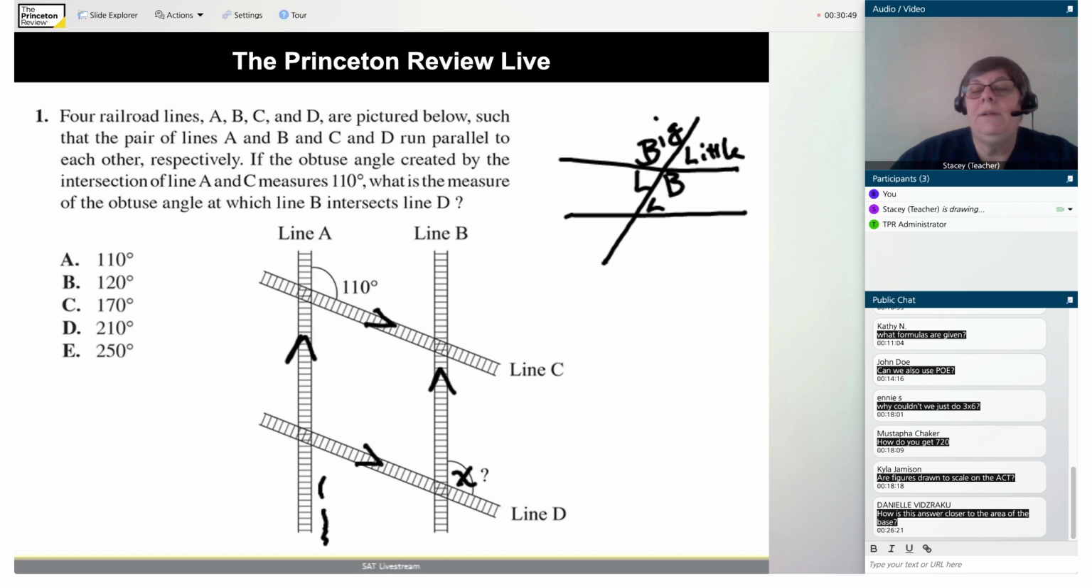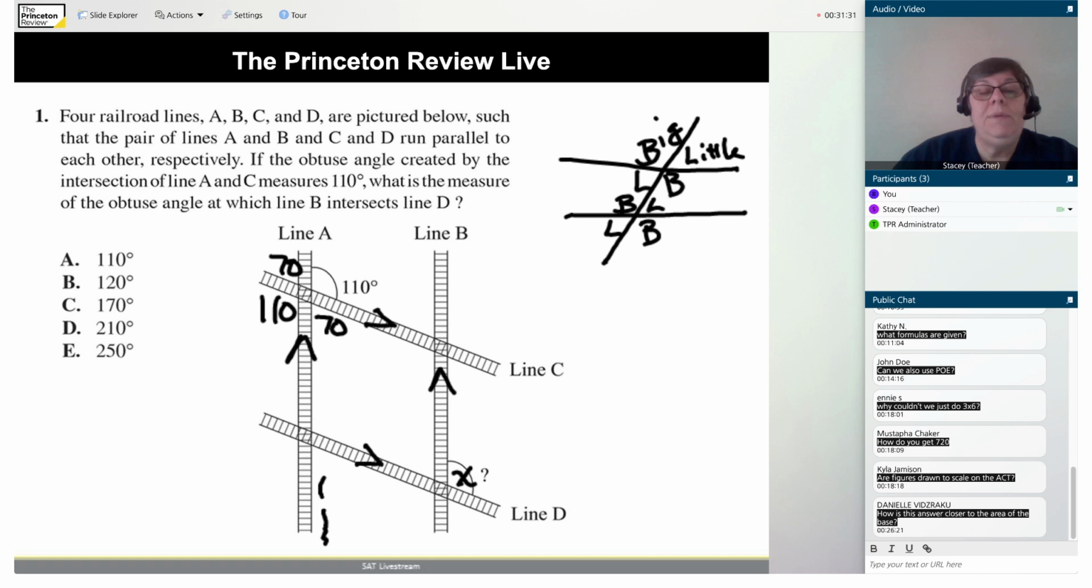Nothing I like more than simplifying things. I don't have to think about alternate interior angles or vertical angles or supplemental. Are they supplemental? I don't want to be thinking about all that in the middle of my test. I like the big and the little angles because it makes it pretty straightforward for me. So for our sense here, if this angle between A and C is 110, we know that this is 110, this is 70, and this is 70. 110 being my big angle, 70 being my small angle.